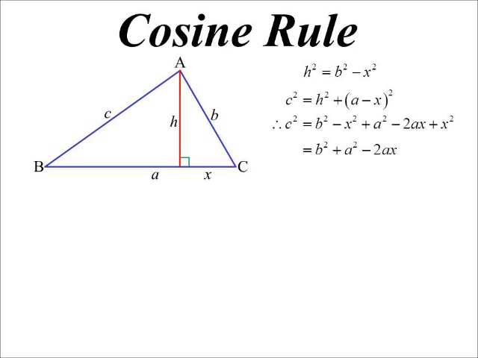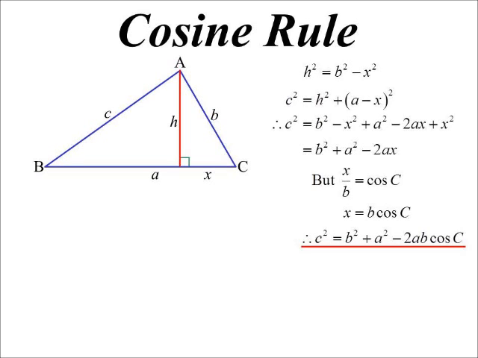But of course, that's very clumsy, just having x, where x is just that piece of the base. And that's where the cosine comes into it. We can rewrite x over b as the cosine of c, and rearrange that. We get x is b cos c, sub that in, and we get a much neater formula. So c squared is, I put it as b squared plus a squared. Normally I think of it as a squared plus b squared, but it doesn't matter, of course. Minus 2ab, the cosine of c.